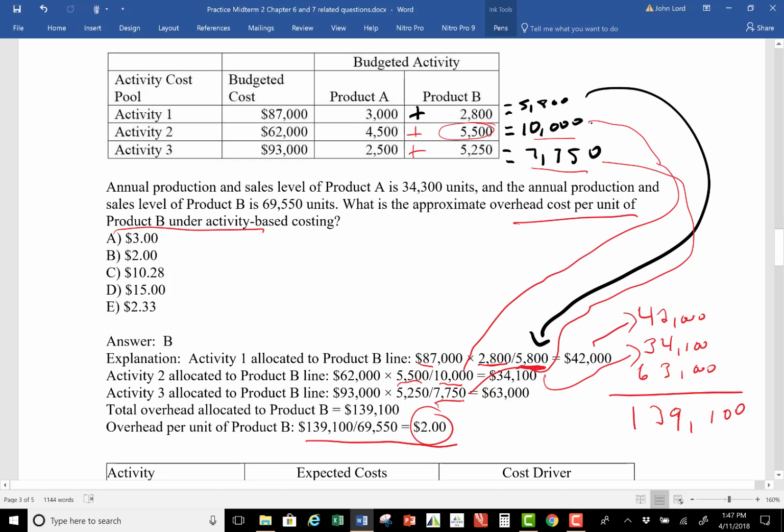7,750 is the denominator. Product B used 5,250 times 63,000, times 93,000, excuse me, is the cost for activity 3, and we assign 63,000 to activity B. We add those up. Total cost being assigned to activity B is 139,100, and if we are planning to produce and sell 69,550 units of product B, the cost per unit of product B is $2.